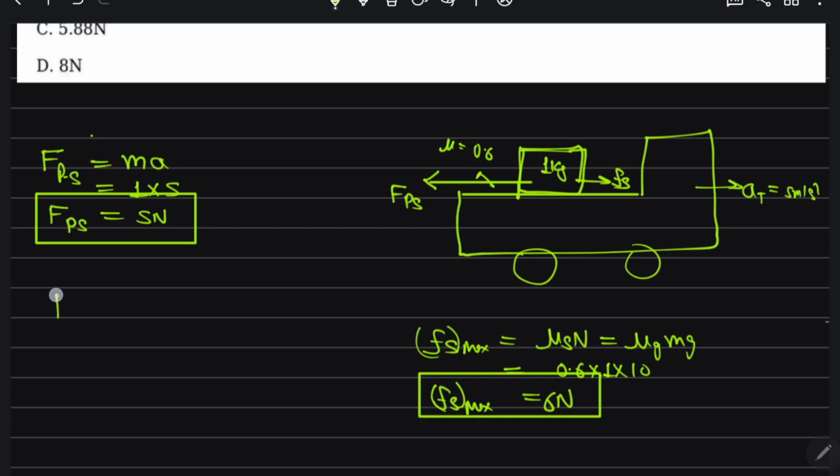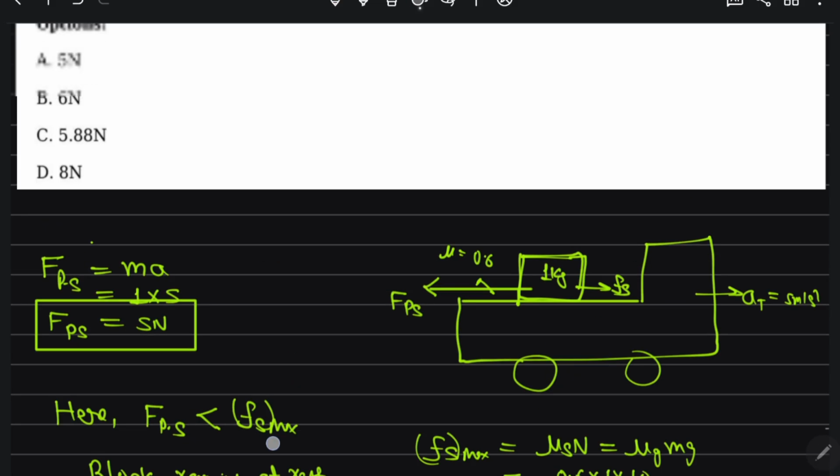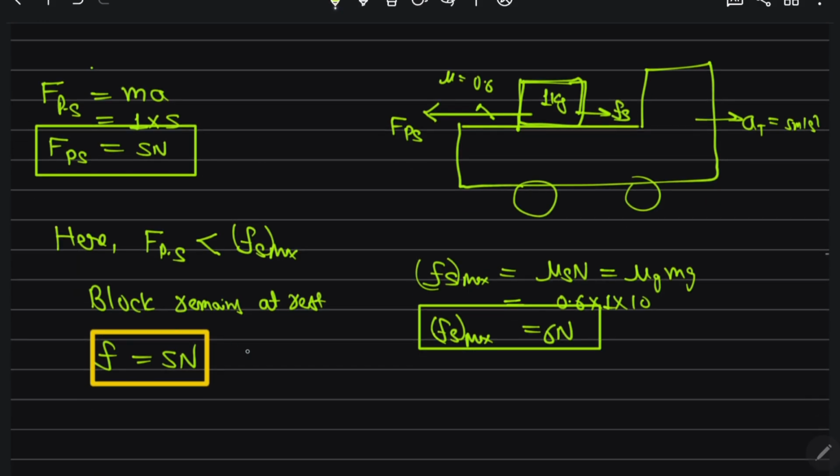Here you see the pseudo force is greater than the maximum static friction. Sorry, the maximum static friction is greater than the pseudo force. So the block remains at rest. In this condition, the frictional force is 5 Newton. So which option? Option first is correct, right?